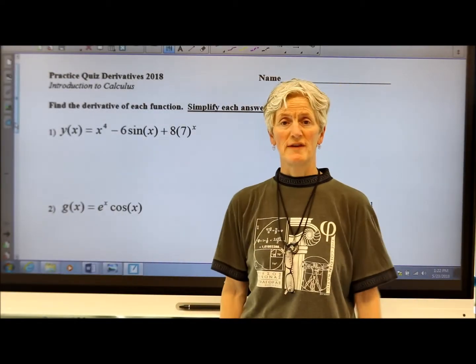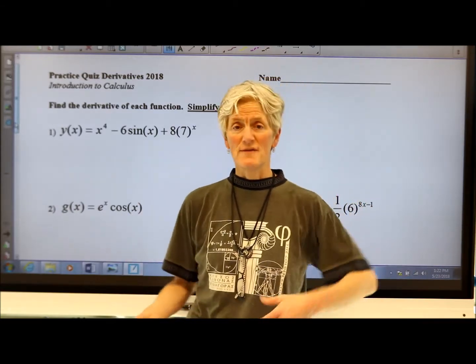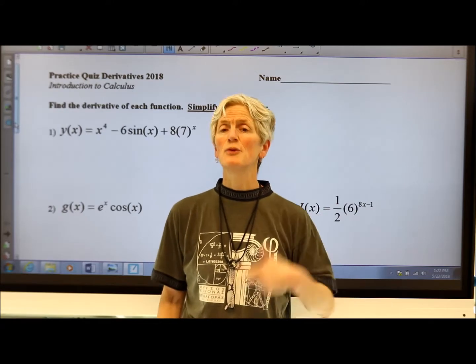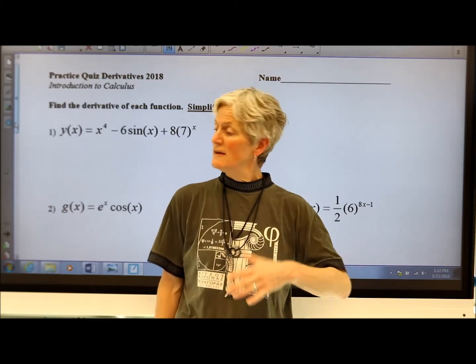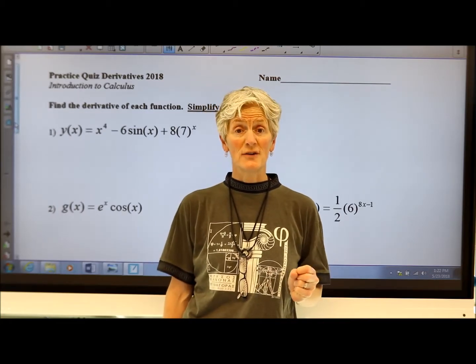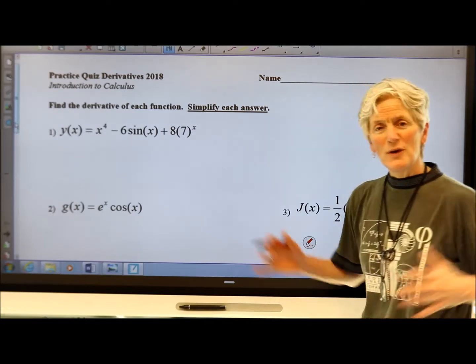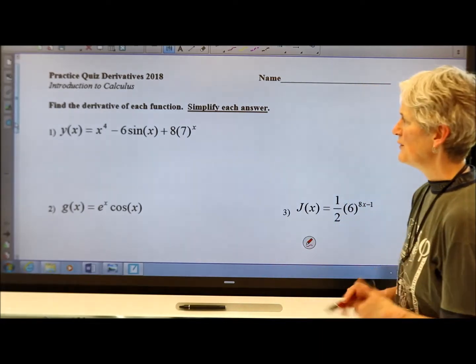Practice quiz for derivatives. We're mixing and matching all of our shortcut rules to find derivatives. Power rule, product rule, quotient rule, chain rule, the rules to help us find the derivatives of exponential functions, trig functions. Make sure you know all those. And they get tricky when you're mixing and matching them. So let's do a few of these.